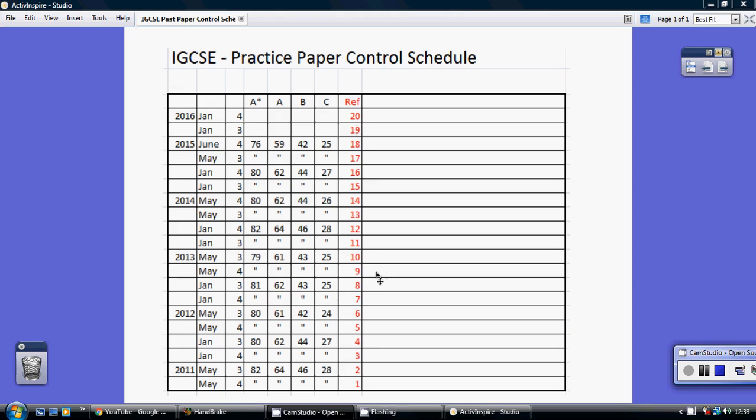Secondly, the red column is really the referencing that I use for filing these away. So if you're trying to find the May 2014 paper 4, I filed it away using my referencing number 14.